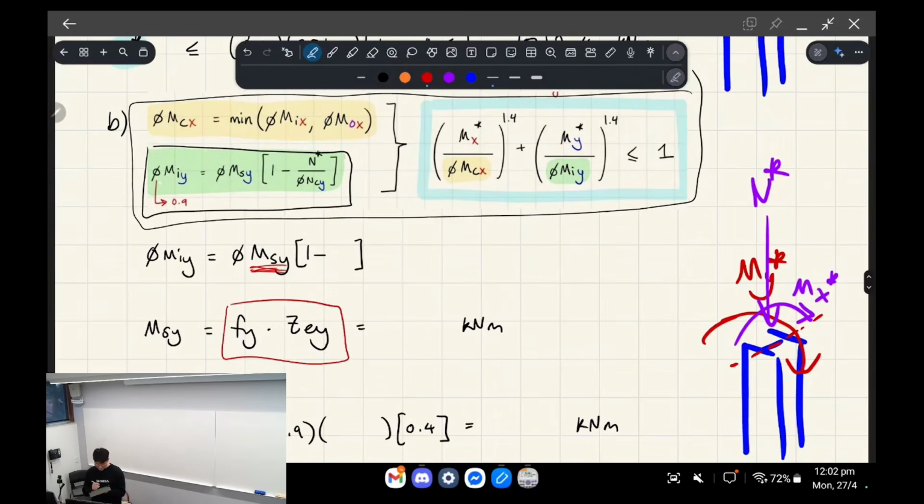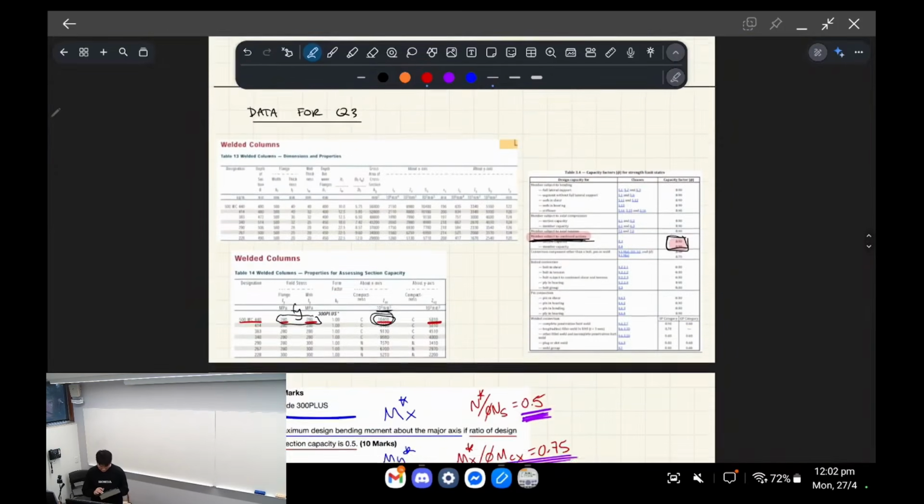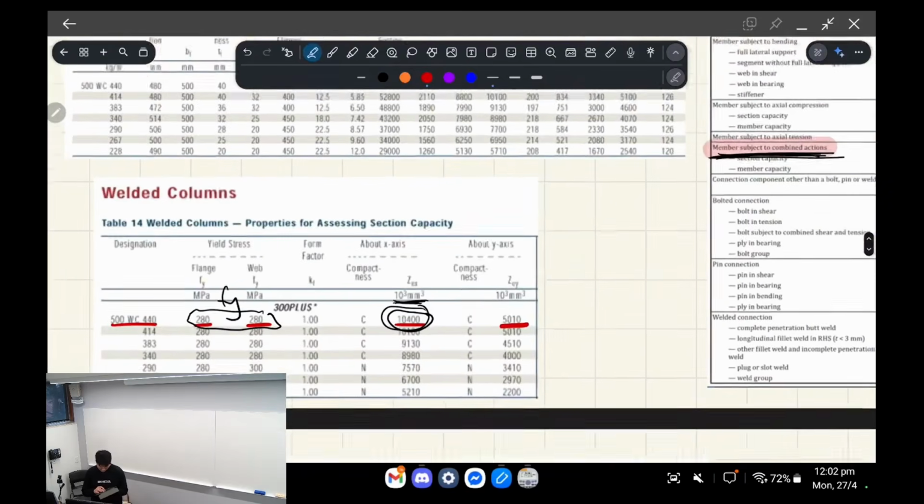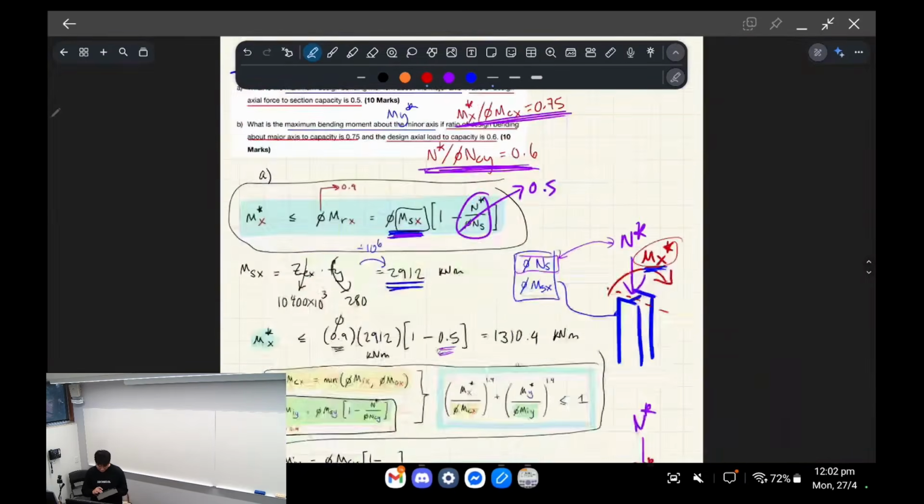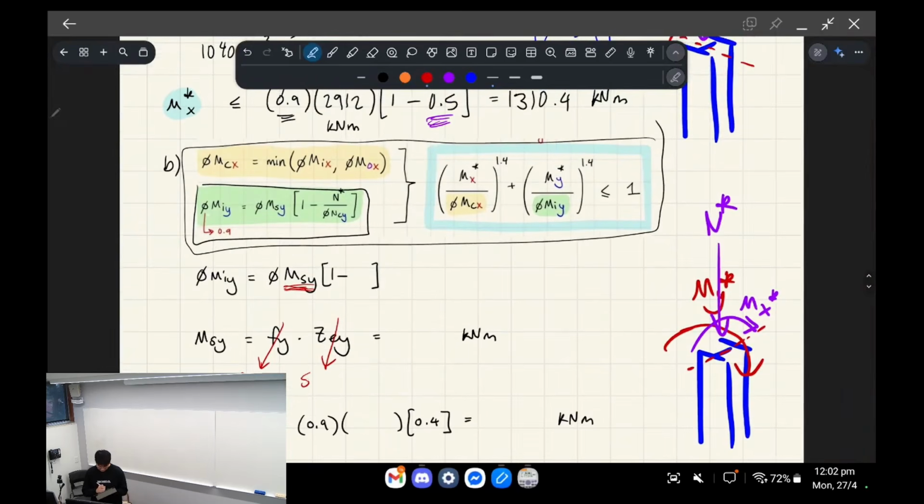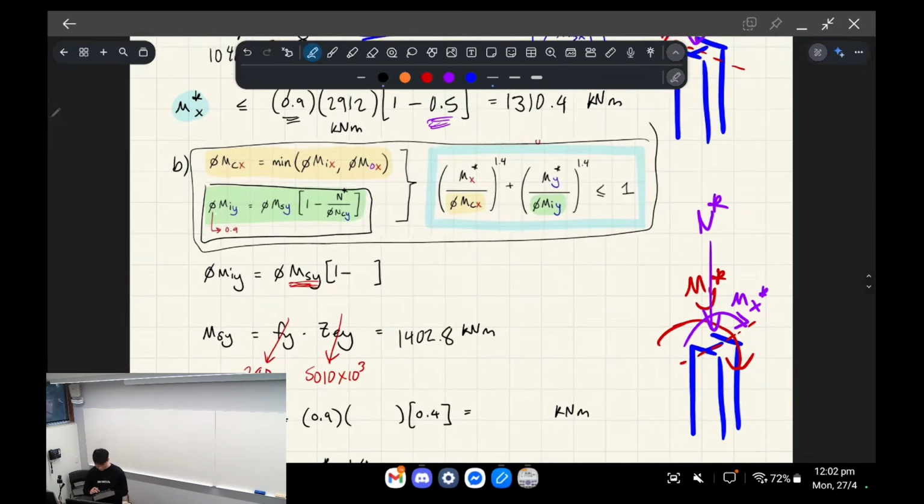We do the same thing as we did before. So we find Fy, which was 280. But now this time we're looking at a different part of the data sheet. We're looking at this one. So bending about the YY axis gives us 5,010 times 10 to the 3, okay? So that gives us 1,402.8 kilonewton meters.